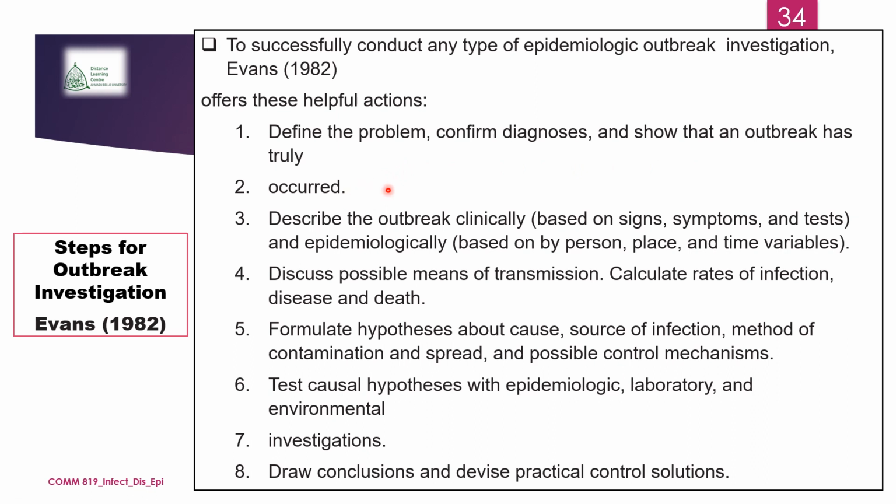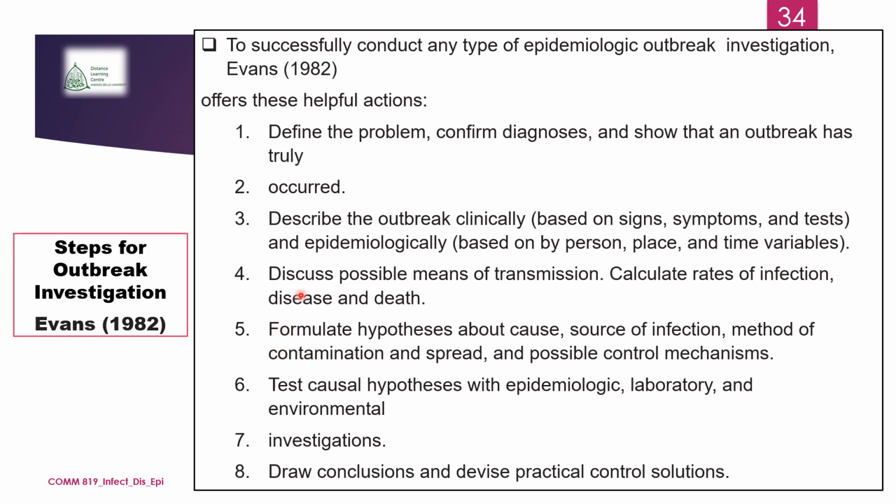Then two, we need to describe the outbreak clinically based on signs, symptoms, and tests, and epidemiologically based on person, place, and time. So if you are describing a disease, you need to tell us based on the signs, symptoms, and the various diagnostics that have been carried out in the community. You need epidemiologically to tell us the persons involved, the place and time variables.